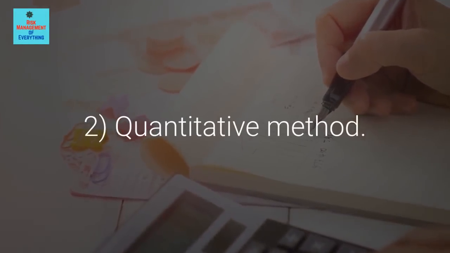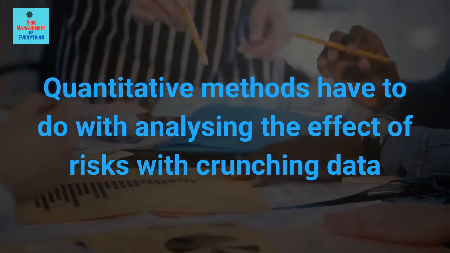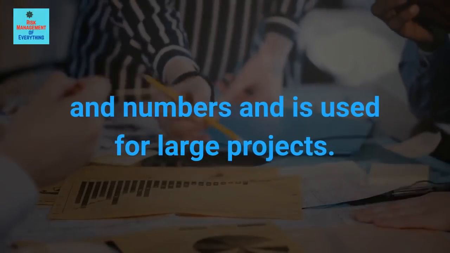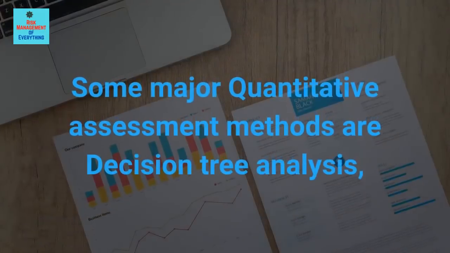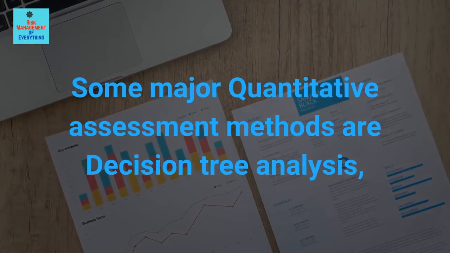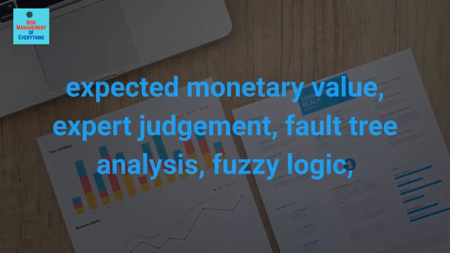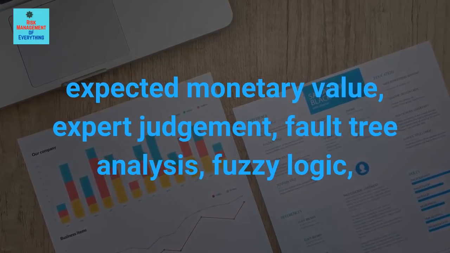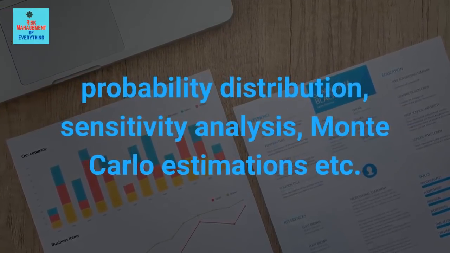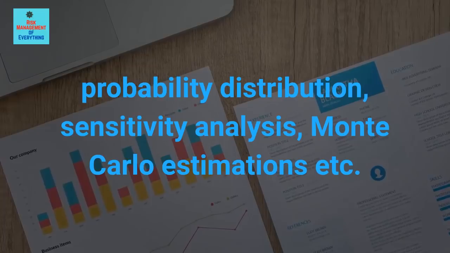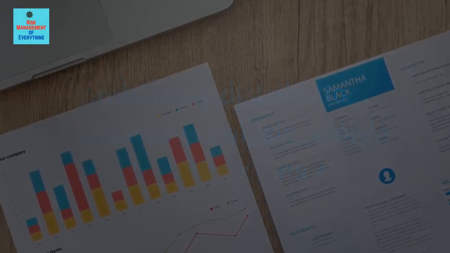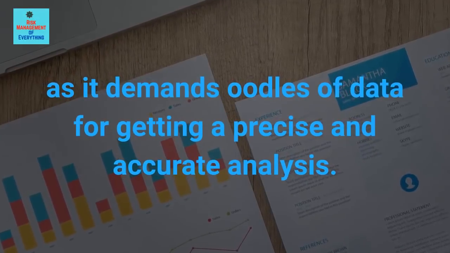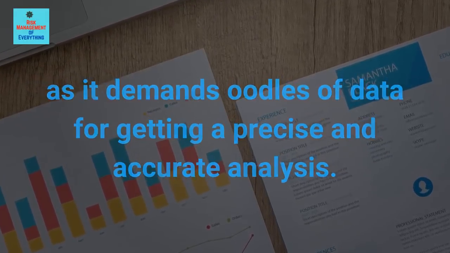2. Quantitative method. Quantitative methods have to do with analyzing the effect of risks by crunching data and numbers and are used for large projects. Some major quantitative assessment methods are decision tree analysis, expected monetary value, expert judgment, fault tree analysis, fuzzy logic, probability distribution, sensitivity analysis, Monte Carlo estimations etc. Quantitative analysis requires a greater effort as it demands oodles of data for getting a precise and accurate analysis.